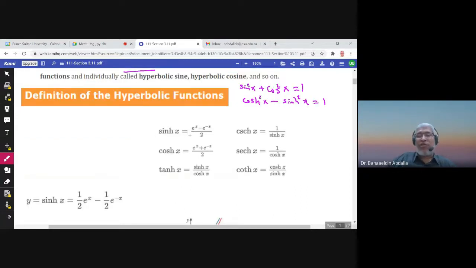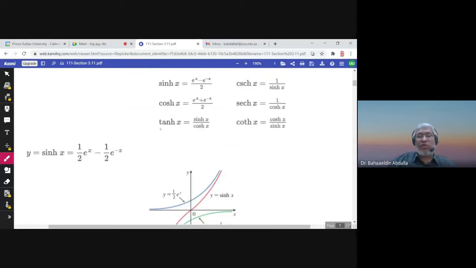Now these are the definitions. Hyperbolic sine, or I'll call it just sinh x, is e to the power x minus e to the power negative x over 2. While hyperbolic cosine, or I will call it cosh x, is e to the power x plus e to the power negative x over 2. So sinh negative, cosh positive. In both of these two functions, we are finding a combination between half of e to the x and half of e to the negative x. So when we subtract, we get the sinh.